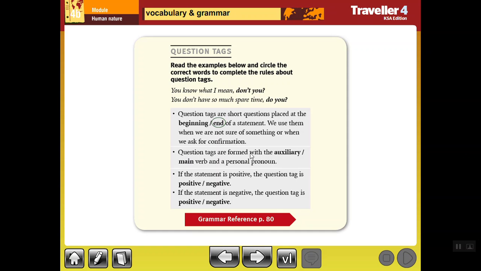Question tags are formed with the auxiliary or the main verb. Auxiliary اللي هو الفعل المساعد, the main verb يعني الفعل الأساسي. هي بتتكون من إيه زي ما قلنا؟ Auxiliary verbs. If the statement is positive, الجملة مثبتة, the question tag is negative, of course. If the statement is negative, the question tag is, yes, very good, positive.